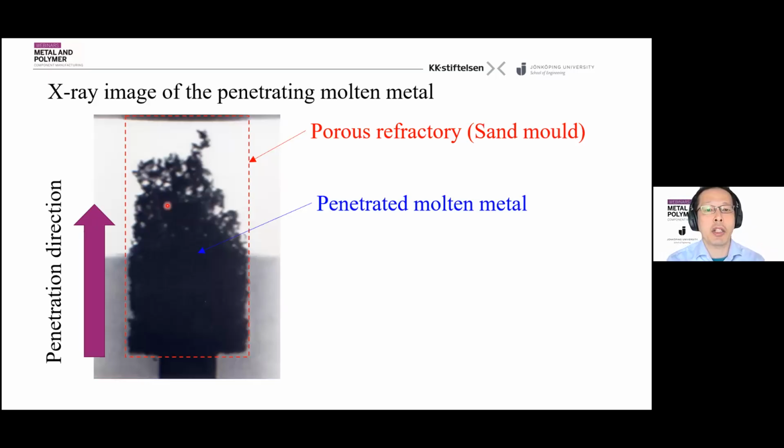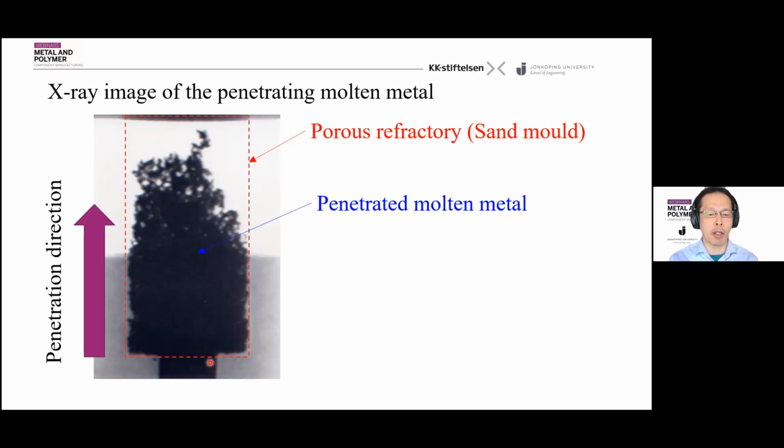But if I start from the theory, you might feel it's boring. So I'll start with the X-ray image of the penetration behavior. By using the X-ray apparatus, we can do in situ observation of the penetration behavior. For example, here is a typical X-ray image. Here we have a porous media, which corresponds to the sand mold. And here, this dark part is the penetrated molten metal. It's penetrating from the bottom in this case.